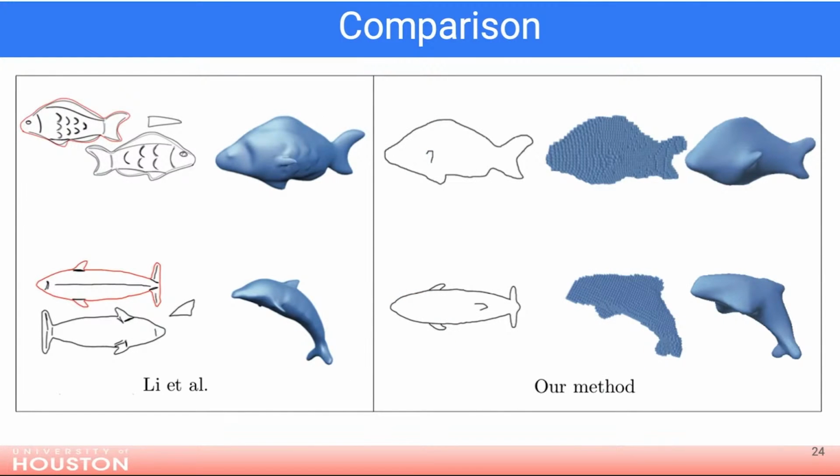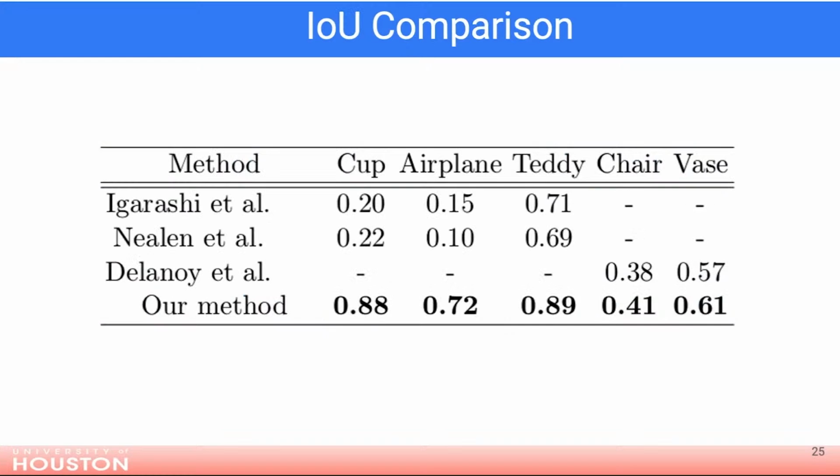Comparing with Li et al., our method requires a simple input sketch and no thematic curves are required. Our method can generate a decent model compared with Li et al. We also compare the IoU value between the generated model and the ground truth represented as voxels, using the front view of the model as input for different categories. Our method gets the highest score in all those categories.